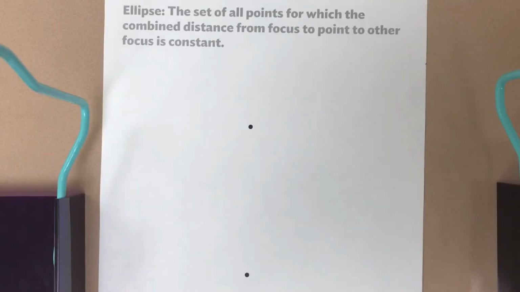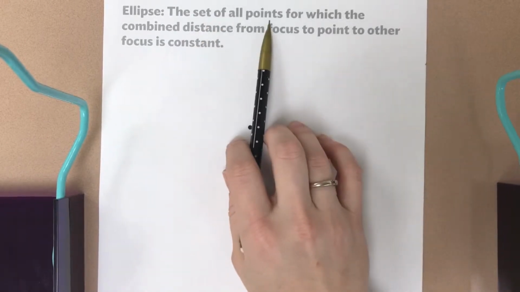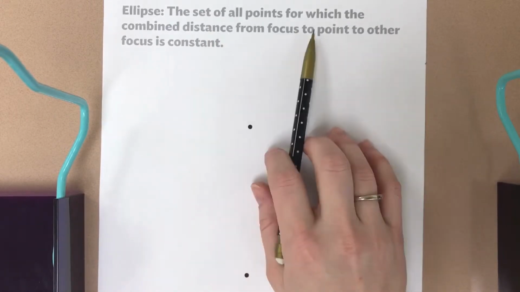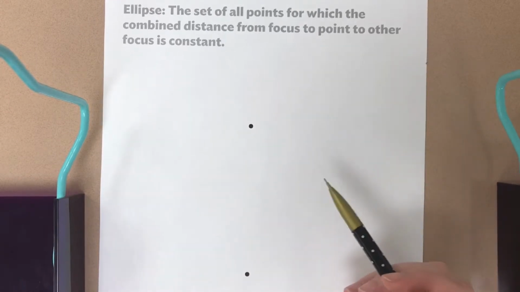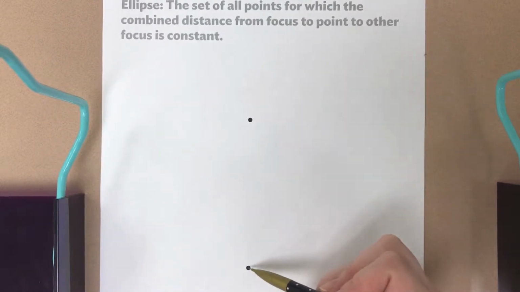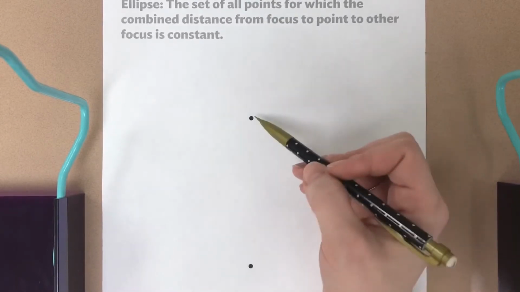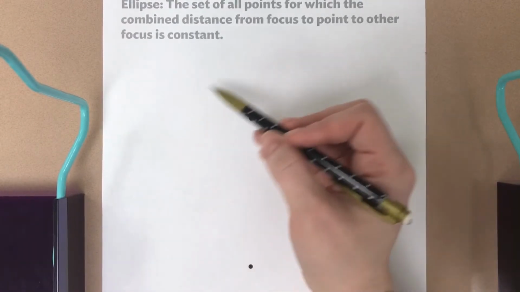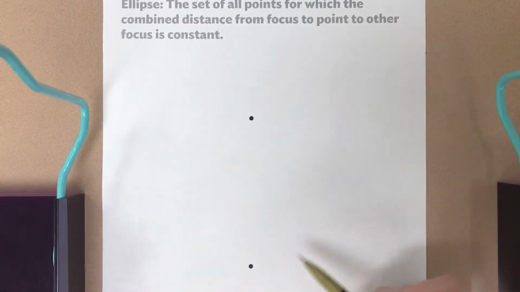Now an ellipse has a similar definition, only let's read this. The set of all points for which the combined distance from focus to point to other focus is constant. So in an ellipse we have two foci, or some people pluralize it, they call it foci. So we have a focus and a focus, and we're going to find the set of all points that are a set distance total from those two points.